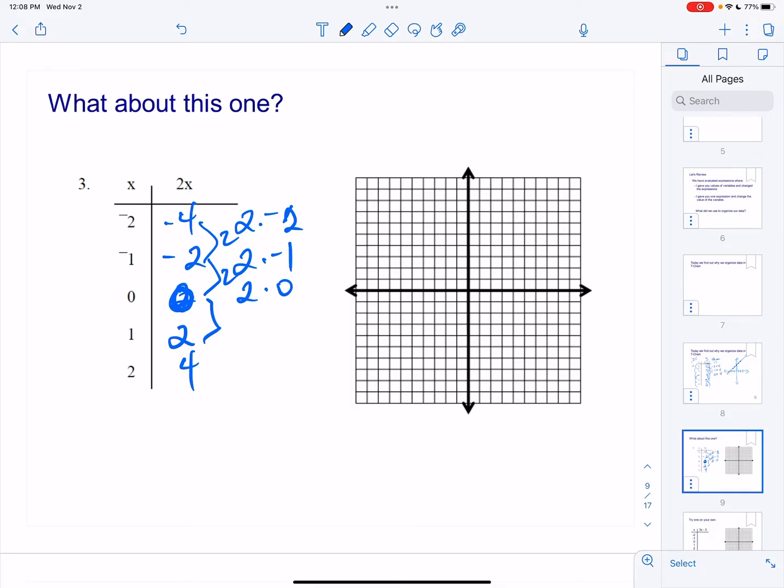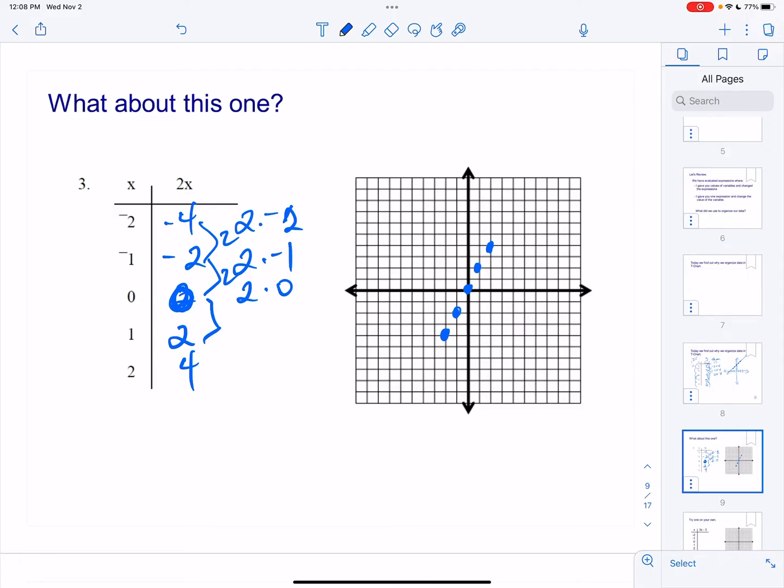We're going to start at the origin. We're going to go -2, -4. So -2, -4 goes right there. And then -1, -2. And then 0, 0, which is the origin. And then 1, 2. And then 2, 4. Now, if your points do not lie on a line, then something went wrong. Because all the ones that we're going to do today, for sure, are going to be a line.